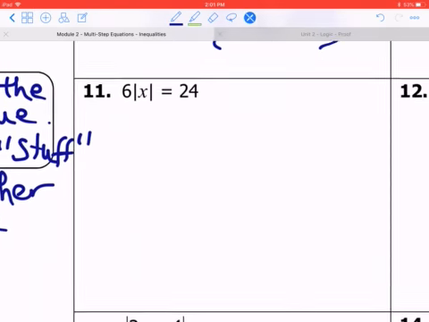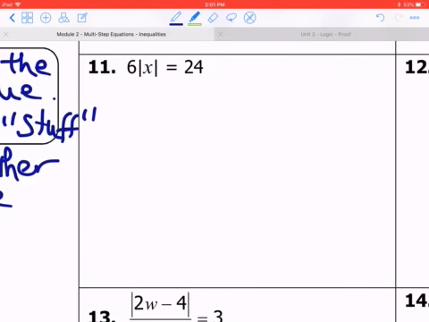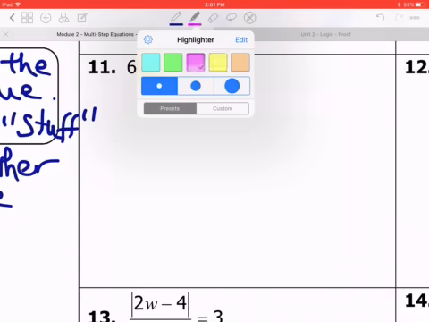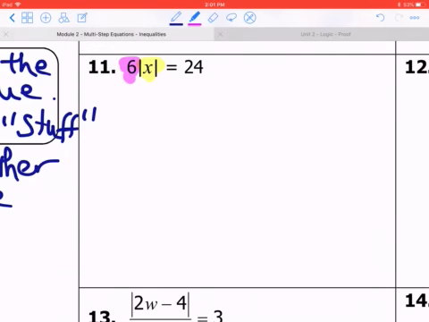Let's try another one. Let's look at 11. This one, here's my absolute value, and now look what's going on here. I have a 6 out here. Just like with parentheses, if a number is written right next to it, that means multiply. So we need to undo that. So to solve this, I'm going to divide both sides by 6. That'll cancel out, leaving my absolute value of x. 24 divided by 6 is 8.